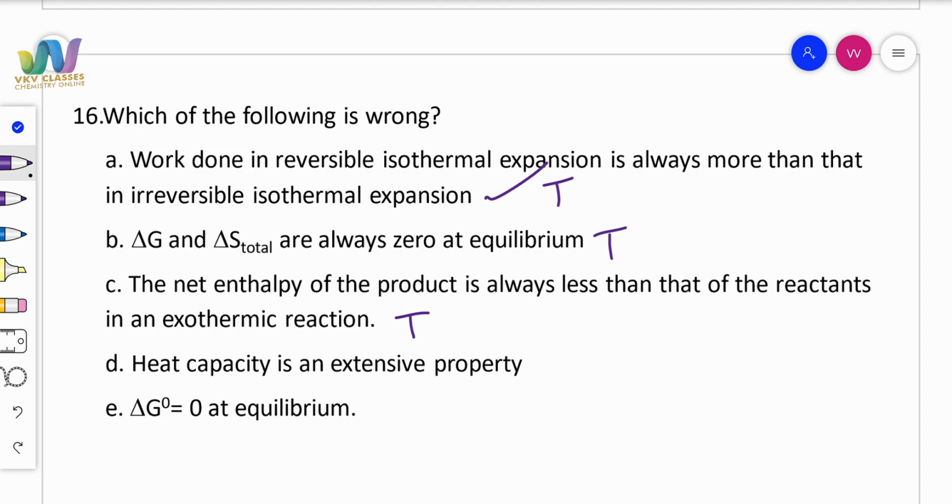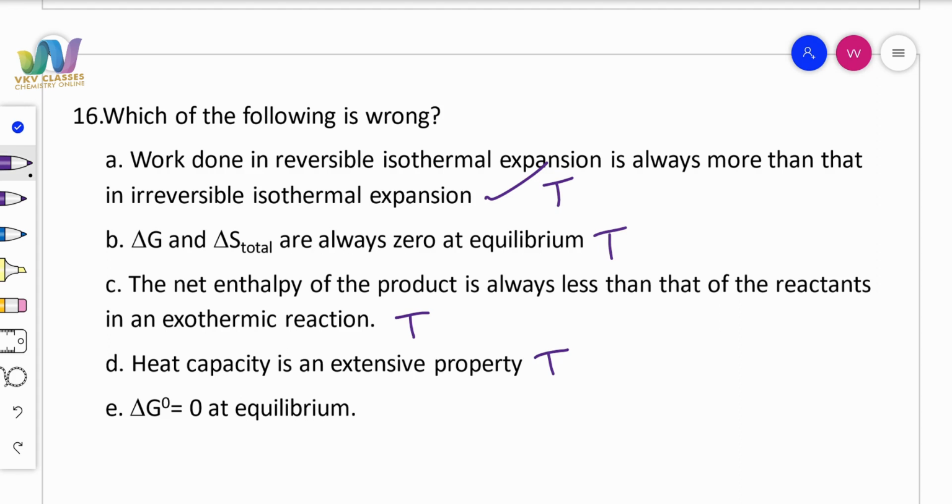Heat capacity is an extensive property. Heat capacity is the amount of heat required to increase the temperature of a substance through 1 degree Celsius. When the amount of the substance changes, the heat required also will change. So heat capacity is an extensive property. This statement is also true.